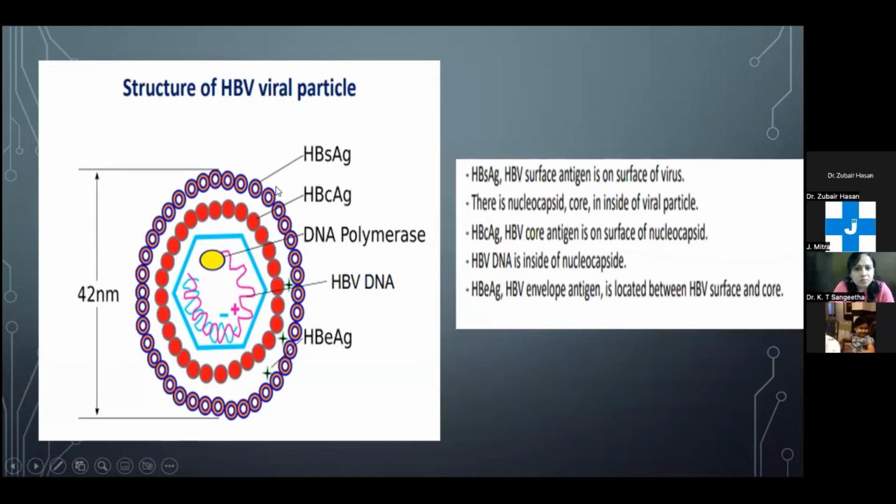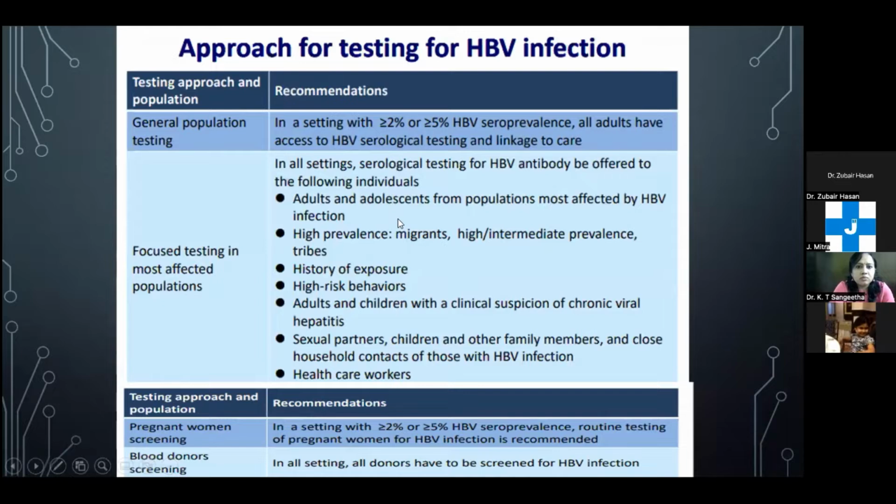It is a DNA virus belonging to the family Hepadnaviridae. So as you understand, there is the surface antigen, the core antigen, and in between, the pre-core antigen, that is the HBe antigen. And this is the HBV DNA, and this is the DNA polymerase. So now coming to what WHO says. Most of what I'll be talking about is from the WHO guidelines set up for hepatitis B testing, that is the 2017 guidelines.